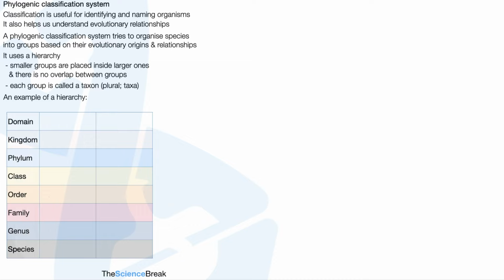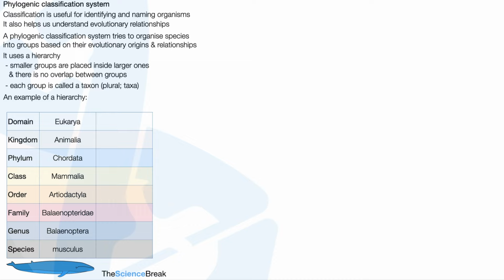Let's take a look at one example. This is Eukarya, Animalia, Chordata, Mammalia, and now it starts getting a bit tricky, Artiodactyla, Balaenopteridae, Balaenoptera, Musculus. Luckily, we don't need to memorize those because I think the pronunciation of those would be tricky for anyone. However, this is a blue whale.